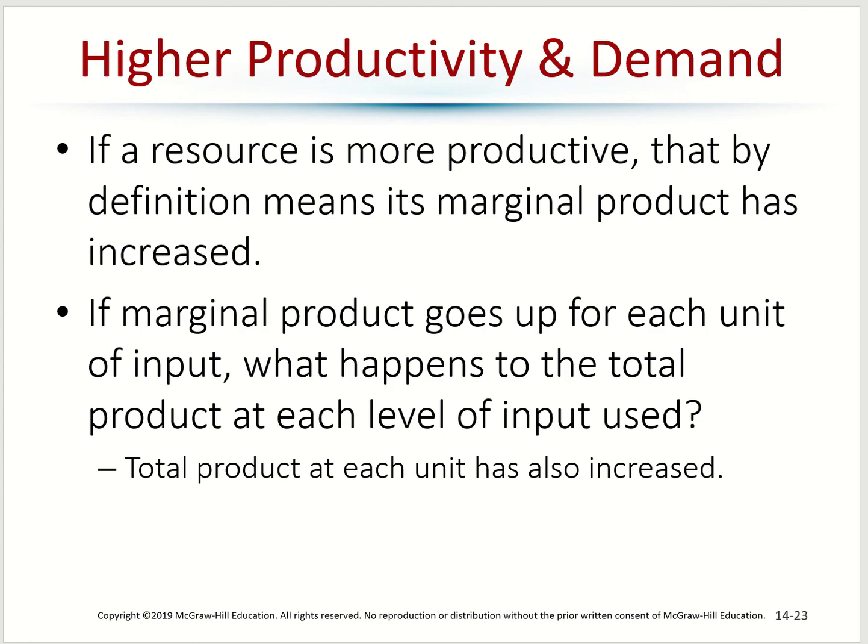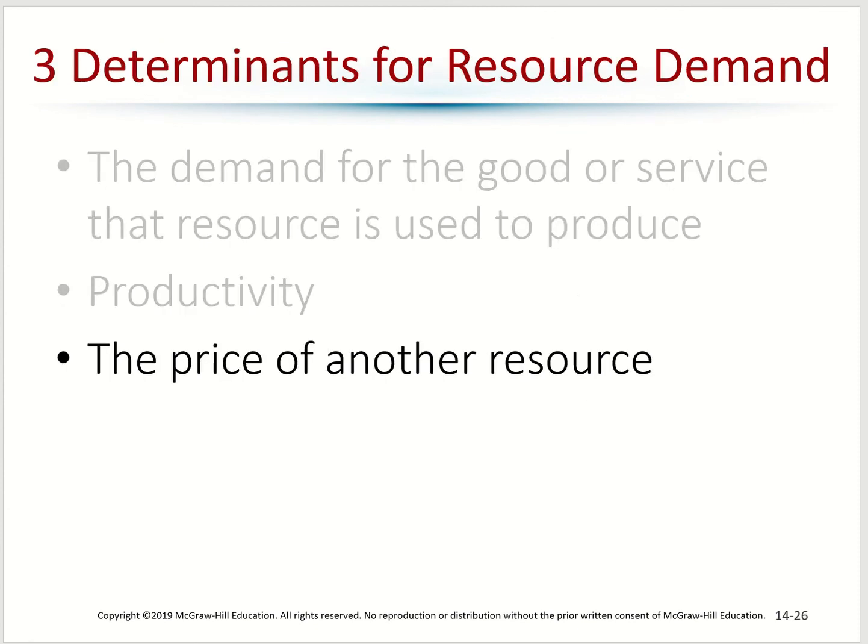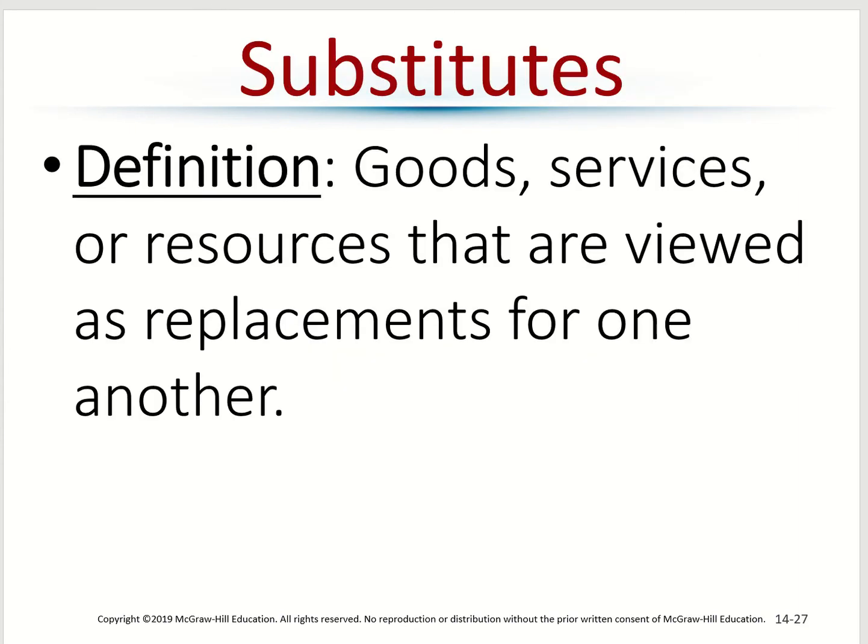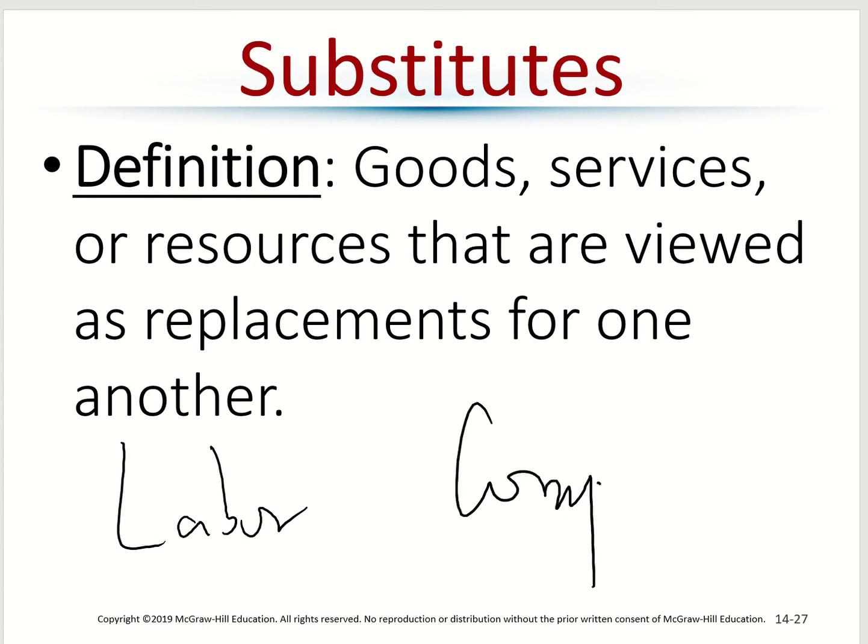So next, we talked about this already. The last one is the price of other resources. More often than not, companies have a choice. I can use one resource to produce chicken fried rice, or I can use other resources to produce it. A little review: know what a substitute is. Substitute means goods, services or resources that can be viewed as replacements for one another. So imagine instead of hiring more labor for chicken fried rice, I hire more computers, or robots, to produce it.